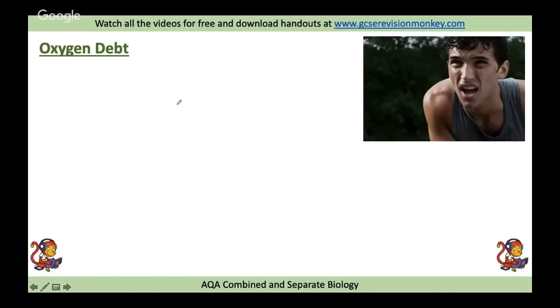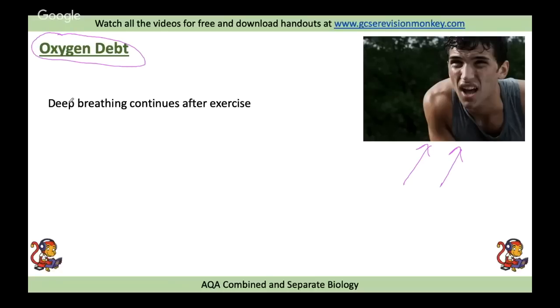So when you've been doing exercise, your body has been respiring, it's been taking in oxygen and using that to release energy. So at the end of exercise, you will still be breathing very heavily. And this is due to the fact that you've got oxygen debt. You need to repay your body with oxygen. So deep breathing continues after exercise. Your heart rate and breathing rate remains high.